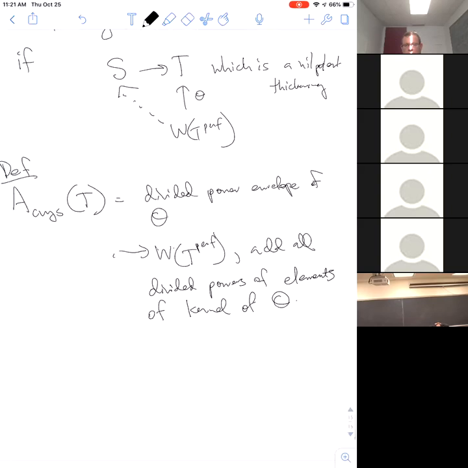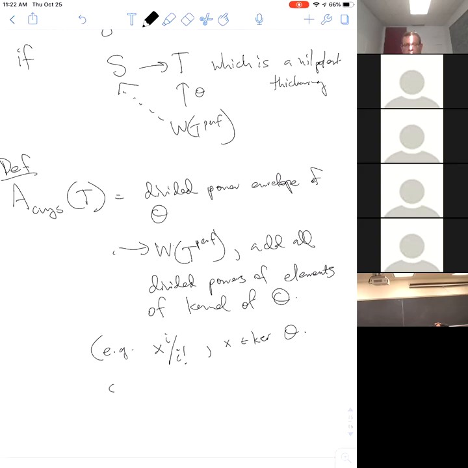Right, so divided powers means that you're adding elements of the form x to the I divided by I factorial whenever x is in the kernel of theta. But we're going to make this compatible with divided powers on P. So P to the I divided by I factorial is an integer, and when you're formally adding elements x to the I over I factorial for x in the kernel of theta, that should be compatible with how you take P to the I over I factorial.